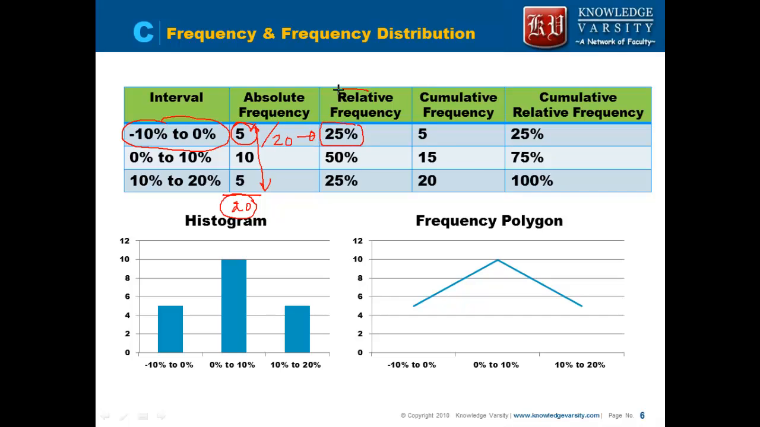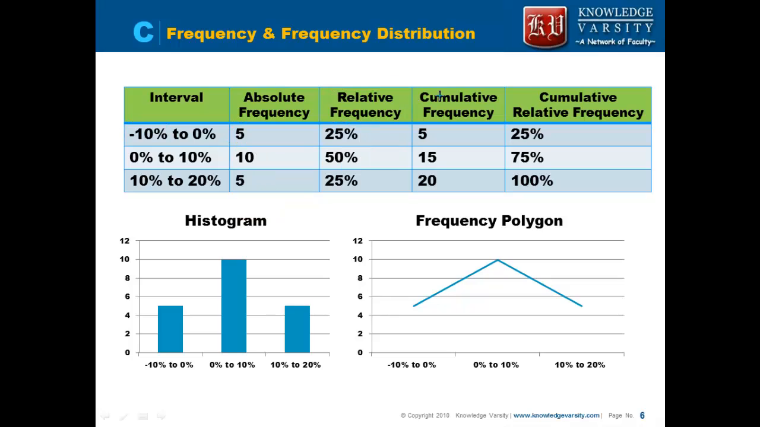So we have a concept of relative frequency, which gives you an idea about how much this class is with respect to the total. So this class is 25% with respect to the total. This 10 by 20 means 50% with respect to the total. So this is your absolute frequency, relative frequency. Relative frequency is with respect to the total.